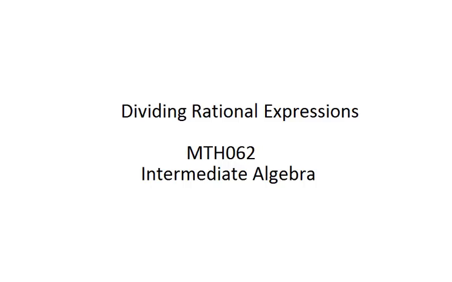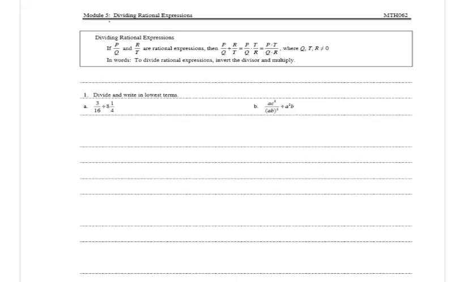In this video, we're going to take a look at dividing rational expressions. So, when we're dividing rational expressions, if p divided by q and r divided by t are rational expressions, then p divided by q divided by r divided by t is equal to p divided by q times t divided by r, and then we can write it as one fraction, or equal to p times t divided by q times r, where q, t, and r are not equal to 0.